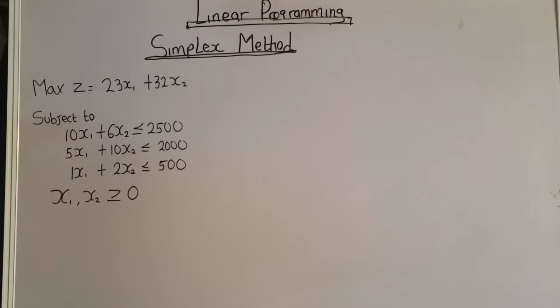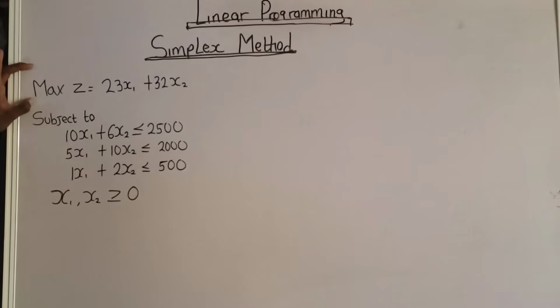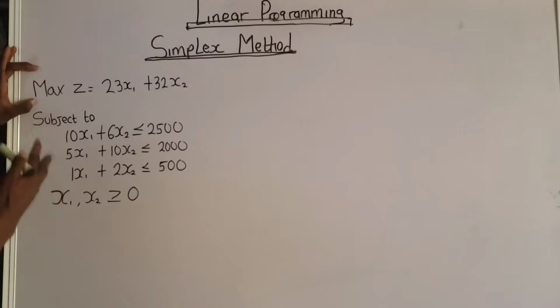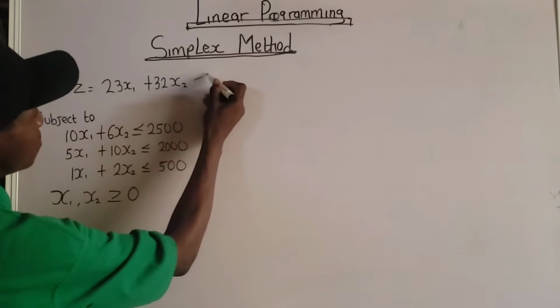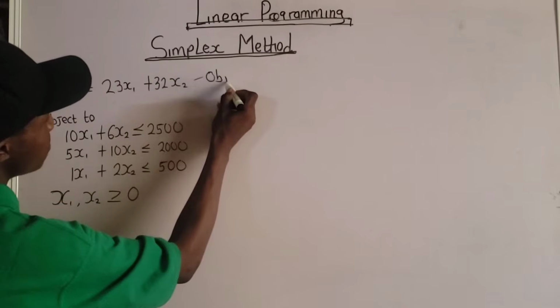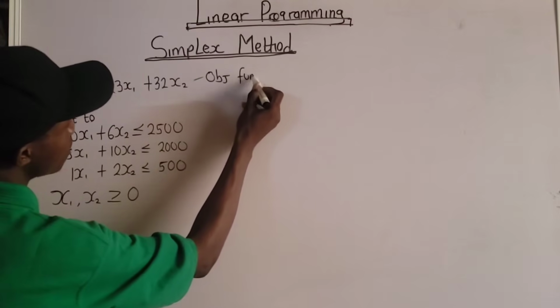To solve this question using the Simplex method, the first step is to identify your objective function. The objective function is this function that starts with max. Any function in this linear programming problem that starts with max is the objective function. So this is the objective. Let me represent as obj, objective function.